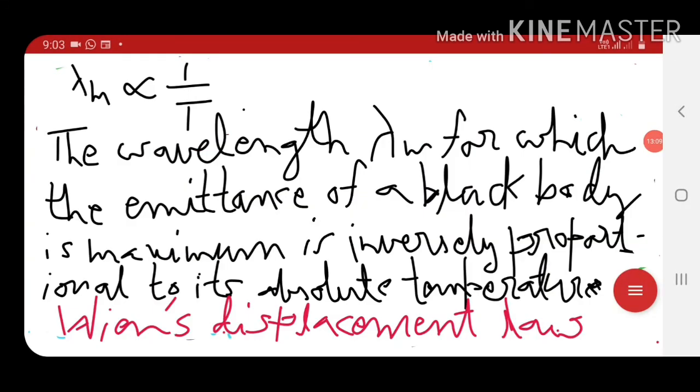This is known as Wien's displacement law. So according to Wien's displacement law, the wavelength lambda m for which the emittance of a black body is maximum is inversely proportional to its absolute temperature. That is, lambda m is proportional to 1 by T, where T is the absolute temperature of the black body.